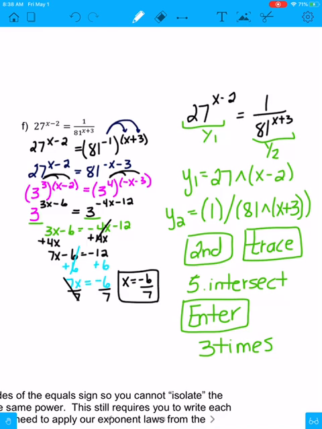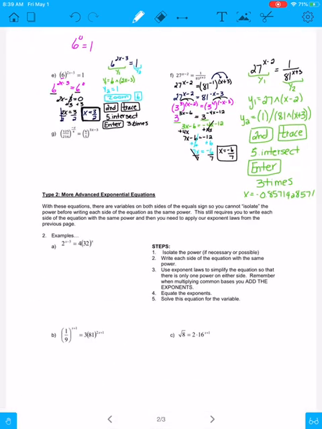Negative 6 divided by 7. So in your x, you're always going to look for your x equals. In the x equals on your calculator, you're getting negative 0.857142857 and you're probably like, wait, that doesn't match. Well, go to your main screen and type negative 6 divided by 7 into it. They actually turn to the same decimals, so you know you are right. Okay?